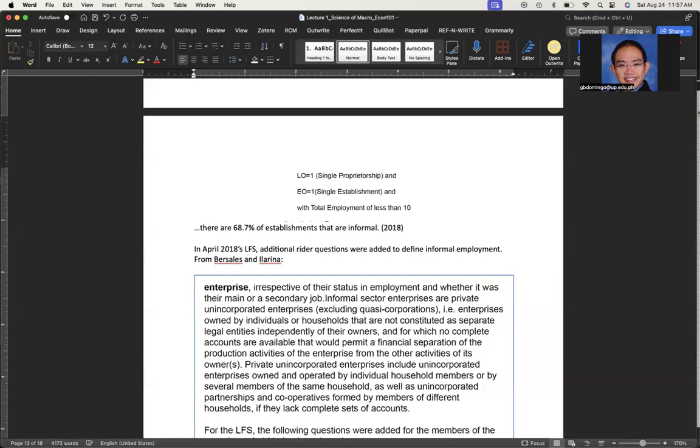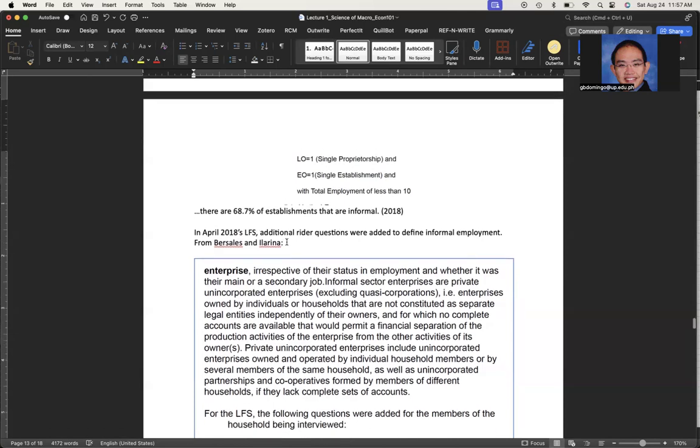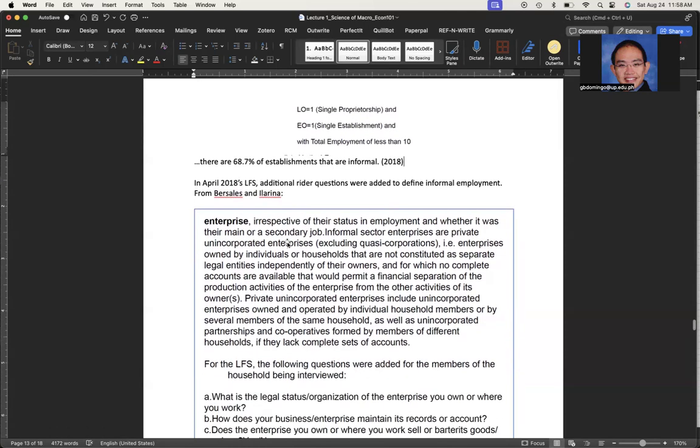In April 2018's LFS, so here's a third way. Additional rider questions were added to define informal employment. Again, this is from Bersales and Ilarina. The key here is that they defined what's called informal sector enterprises. Okay. So this is different from the unorganized sector or even this LFS definition up here. So what is this?